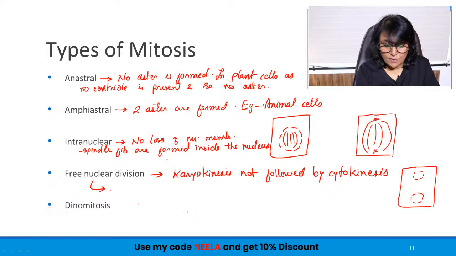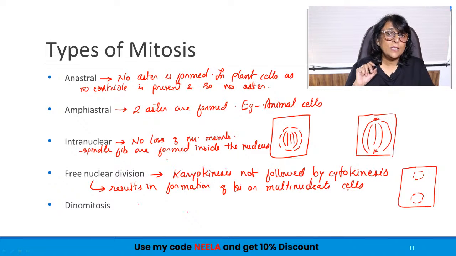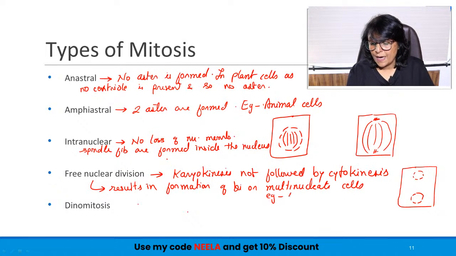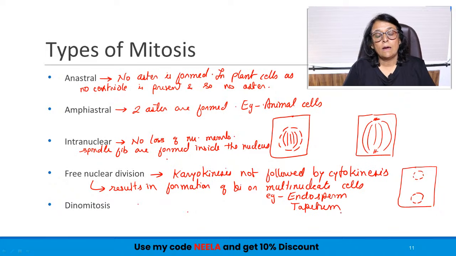So this division results in formation of bi or multinucleate cells. Which are these multinucleate cells? We can take the example of endosperm cells, tapetum. If you have not heard of tapetum, it is a layer of nutritive tissue in the anther. When we talk of reproduction in flowering plants, at that time we'll talk about this.